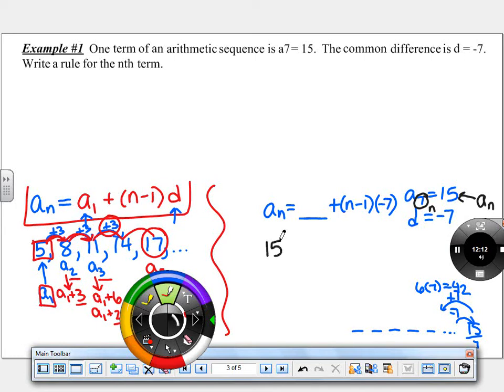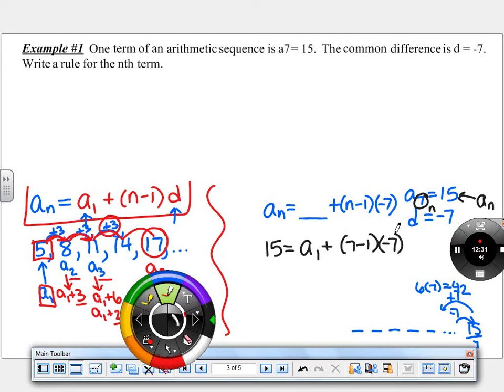15 is what I'm getting as a result. Okay? I still don't know what A1 is. But 15 happens in what spot of my sequence? The 7th spot. So the 15 is the AN. The 7 is the actual N number.